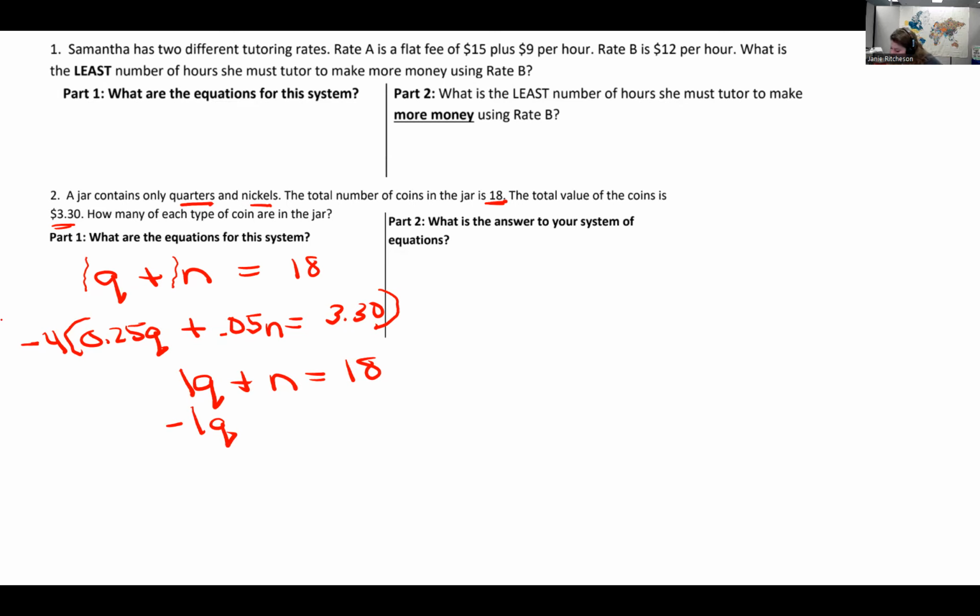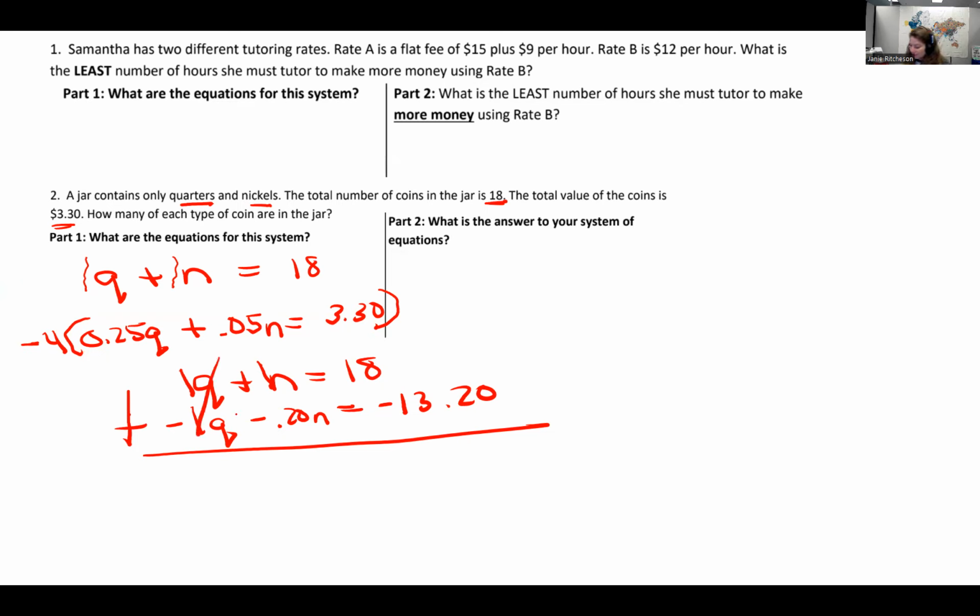5 cents times negative 4 is negative 20 cents times N. This is 1 whole, 1.00. And $3.30 times negative 4 is negative 13.20. Now, why did I multiply by negative 4? To make my Q's disappear. Okay, so 1Q minus 1Q is nothing. 1 minus 0.20 is 0.80. And 18 minus 13.2 is 4.8.